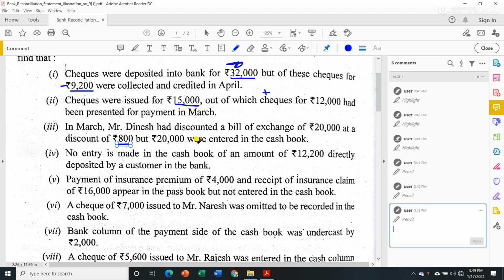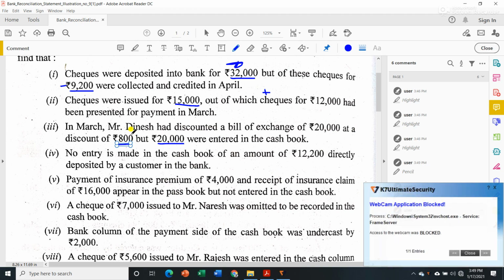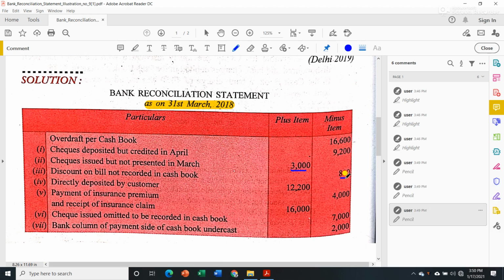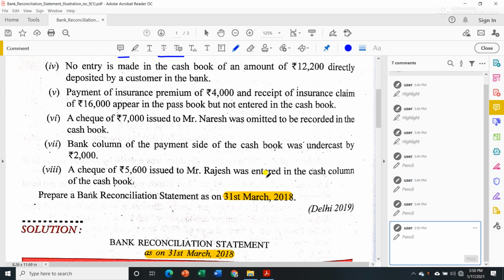Okay, but according to the cash book we wrote 20,000. That means this 800 is showing more in our cash book. So what we will do is just deduct this 800 and we will have equal amount of cash book and passbook balance.